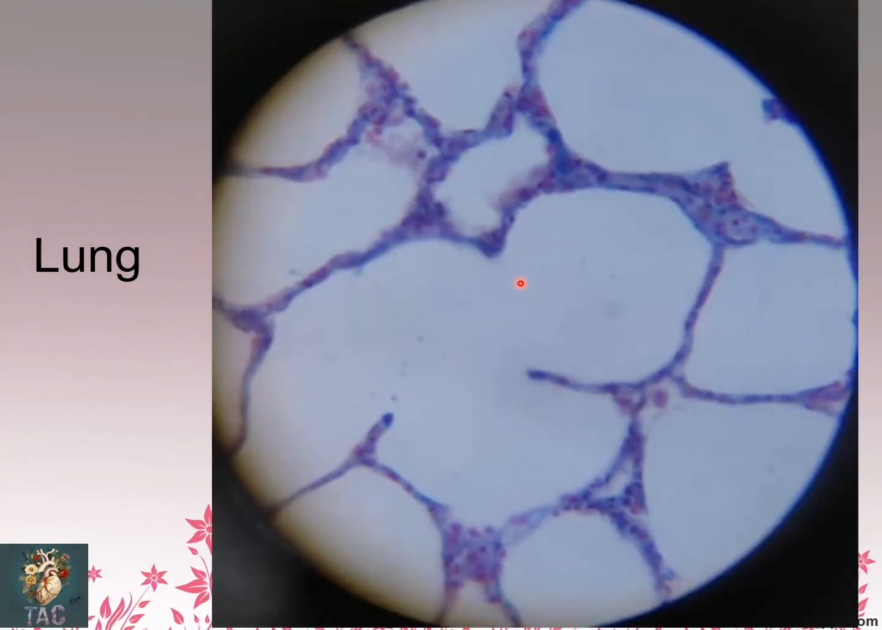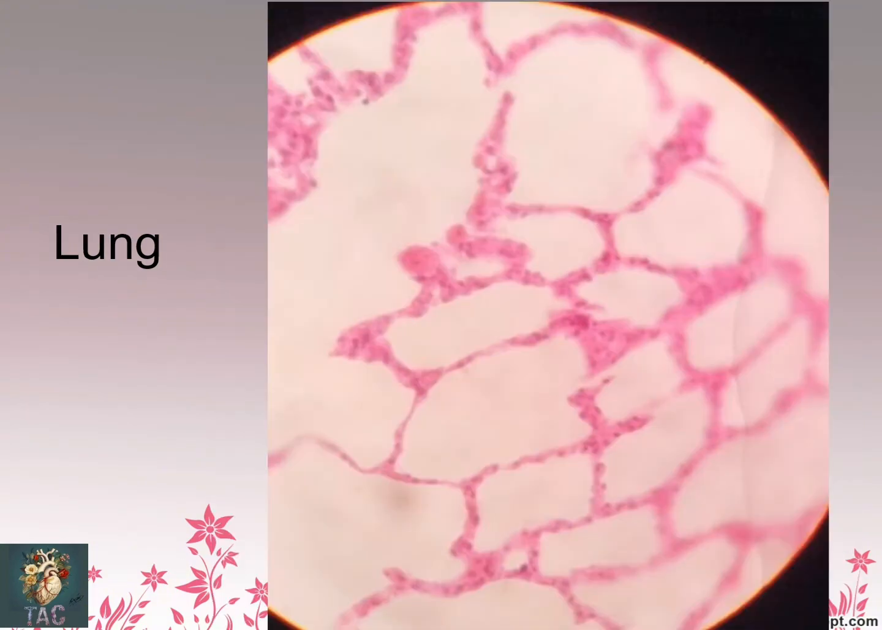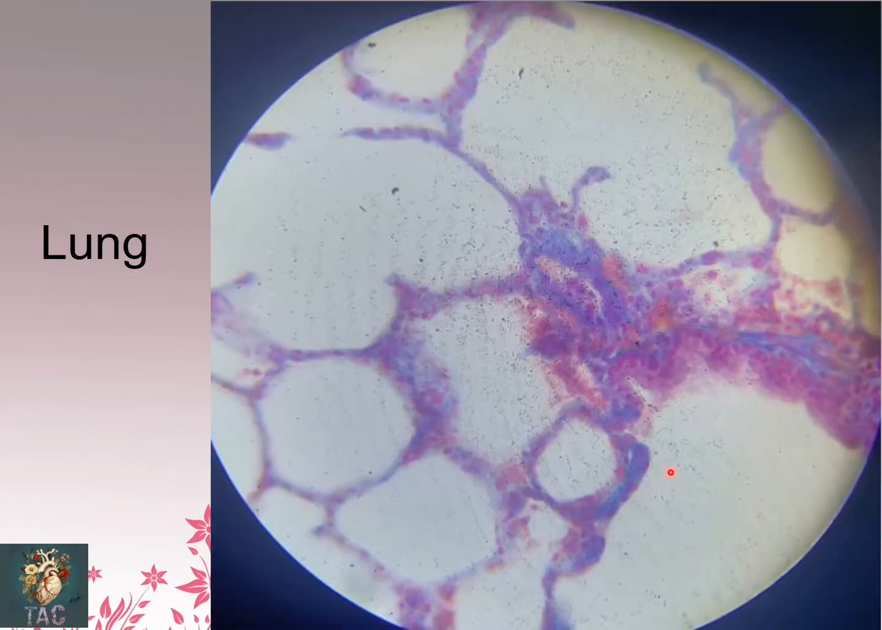Another view of the lung at higher magnification of the alveoli. These are the alveoli and alveolar sacs which are present, and these are the interalveolar septum, their thin portion and the thick portions. Another view of the lung at higher magnification of the alveoli. And similarly, another view of the lung at higher magnification to show you.